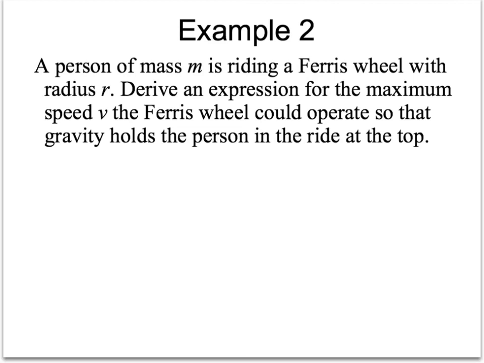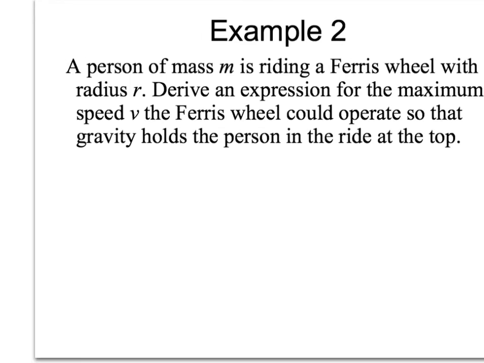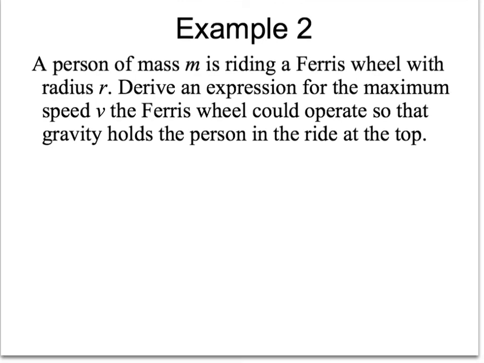A person of mass m is riding in a Ferris wheel with radius r. Derive an expression for the maximum speed the Ferris wheel could operate so that gravity holds the person in the ride at the top. So the way I take this is that at the top of the circle, the only force on that person is gravity. That's how I take this question to mean, that there's not some force of tension pulling them back down, or like a downward normal force from like a bar that has to keep them in their seat, that the only force on them is gravity.